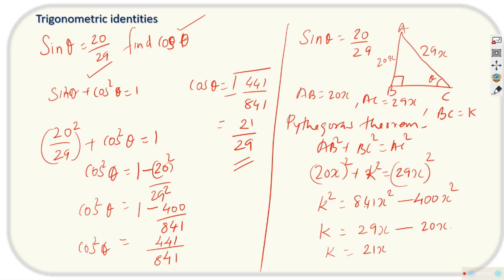Okay, when we say cos theta, what do we write? Cos theta is adjacent upon hypotenuse. K is the side adjacent. We got it as 21x, and cos theta is nothing but BC upon AC, and we got it in terms of x. So we will write it as 21x upon 29x, which is nothing but 21 upon 29. The same answer you got here also.